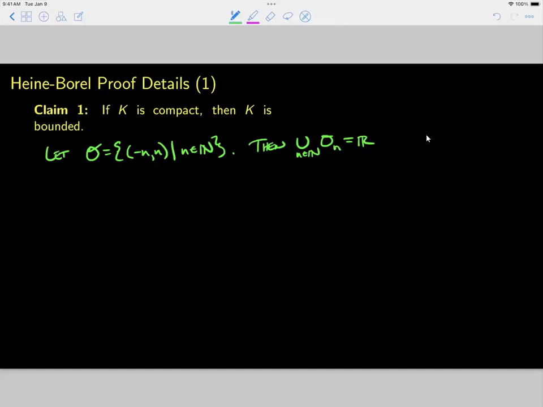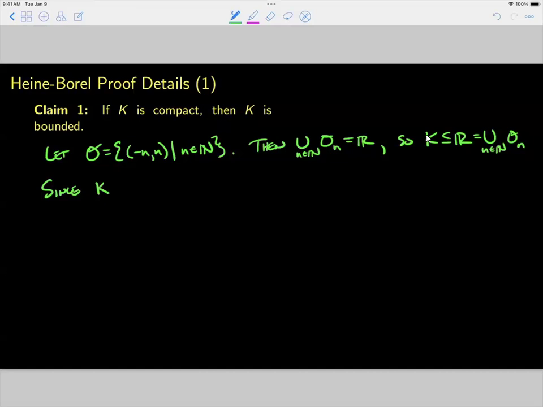Now I'm here assuming that K is a subset of R. Again, we could do this in a general metric space, but we're going to prove it for the case where K is a subset of R. So K is a subset of R, and so it must be a subset of this union. Okay. So what I've shown here is that this set of sets, as described, is an open cover of K. Now, K is compact. What does that mean? That means that open cover has a finite subcover.